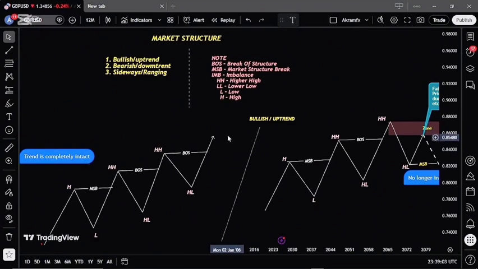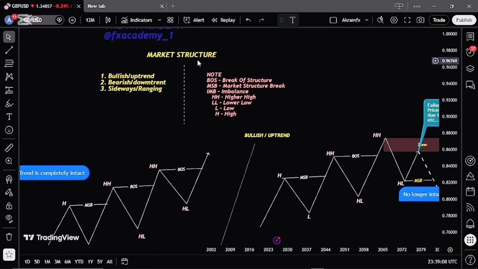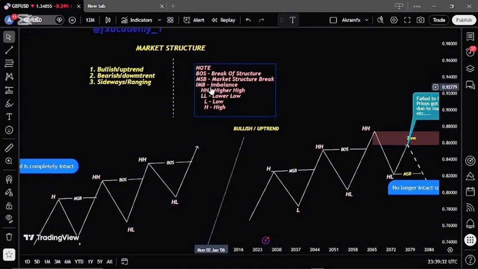So basically, market structure talks about the types of markets that we trade. We have 3 types of markets. We have the bullish or the uptrend, we have the bearish or the downtrend, and we have the sideways or the ranging market. You should also know the following abbreviations that we shall be using.